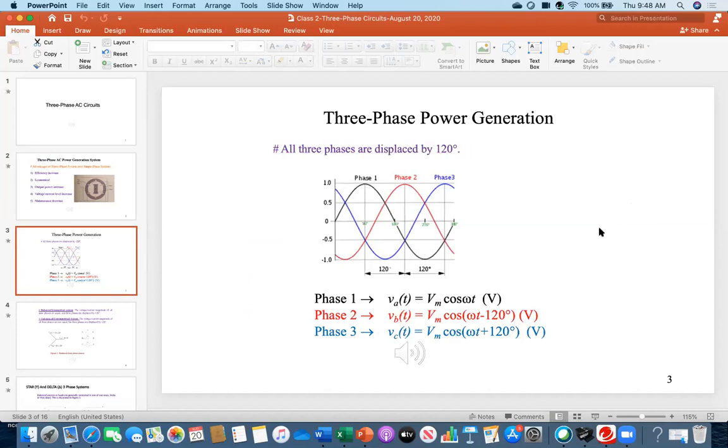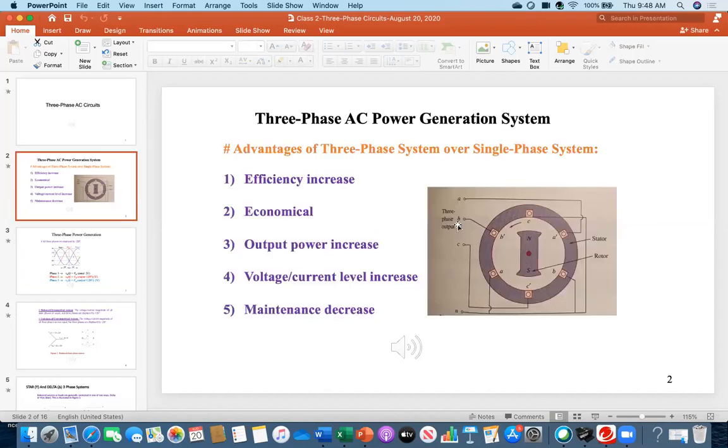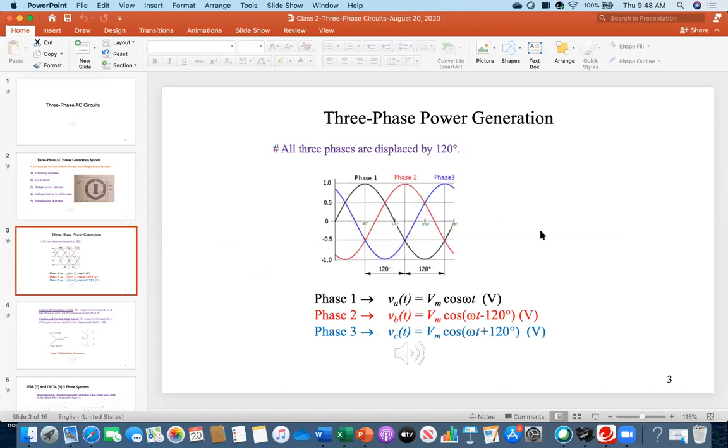Okay, so moving forward, the three-phase power generation system. Earlier you see this is the output terminal, A phase, B phase, C phase, or three phase. So how do those output voltages look like? So here are the pictures. Although it is written like phase 1, phase 2, phase 3, basically it is phase A, phase B, and phase C. So you see the pattern, it is starting from zero point, and it is like a pure sinusoidal waveform.